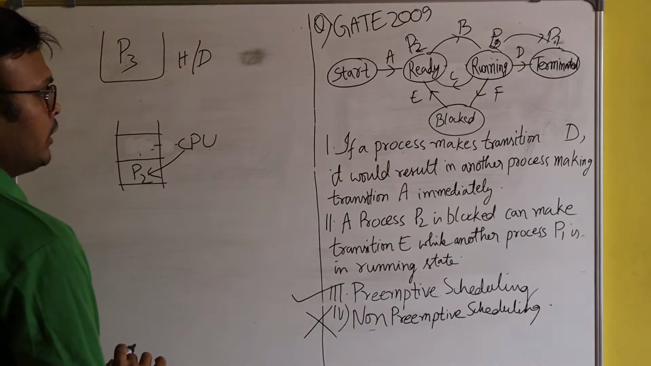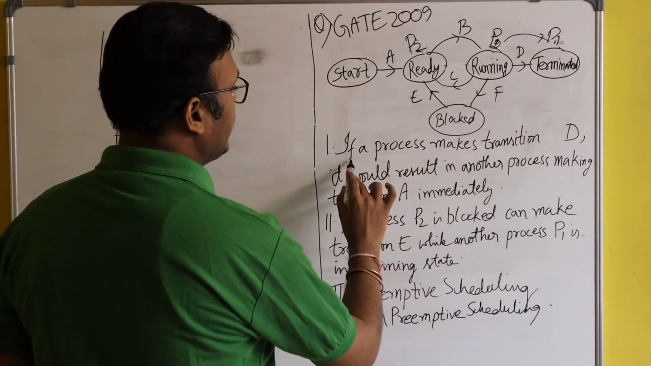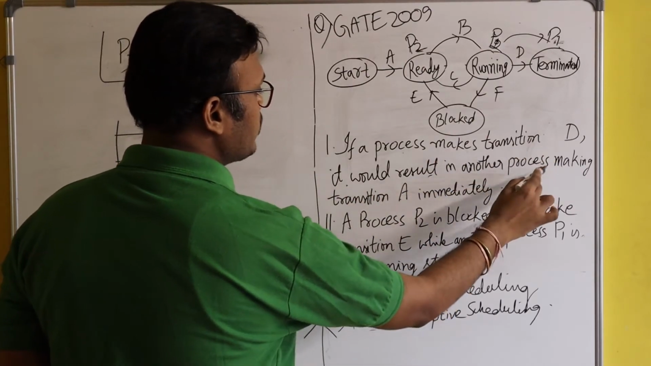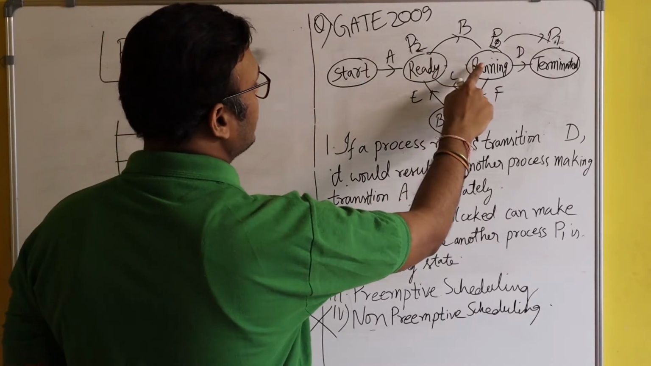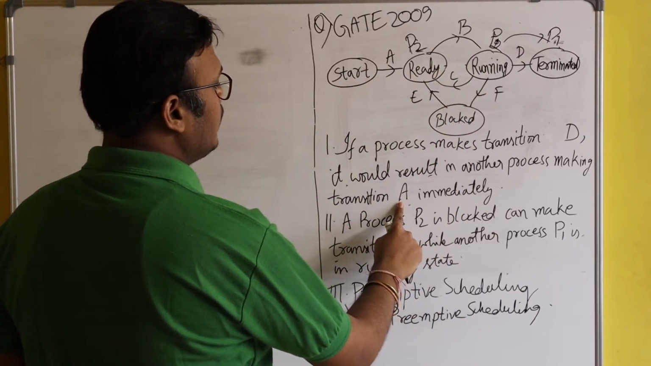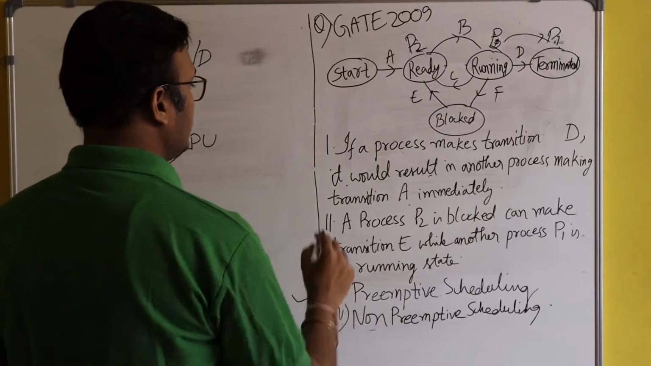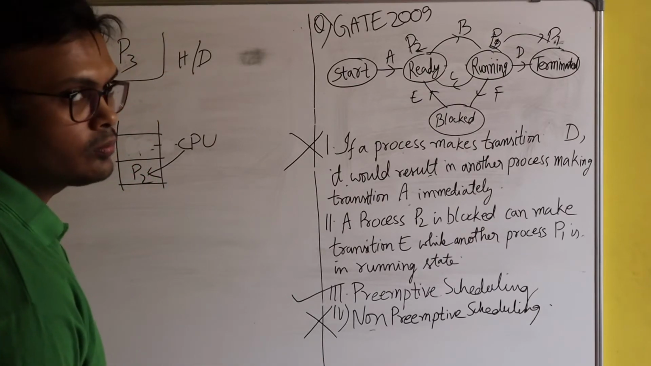So you got it. This statement is wrong, because here it is written, if a process makes transition D, it would result in another process making transition A immediately. It would not be transition A, but transition B. Here it would be B, not A. So this option is wrong. Are you getting it?